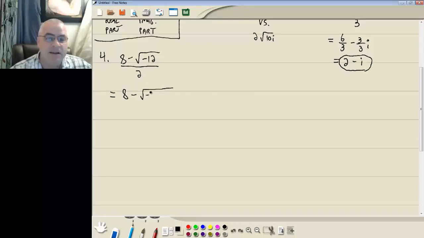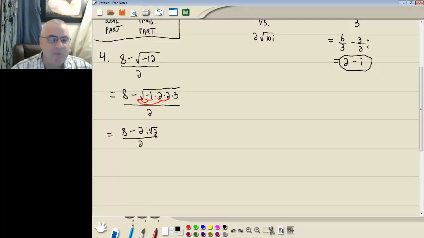Now negative 12 is negative 1 times 2 times 2 times 3, all over 2. And we're looking for a pair of something. Here's a pair of 2, so the pair of 2 is going to come out in front as a single 2. And here's a negative 1. Negative 1 will come out as an i. So we're going to have 8 minus 2i, and we're left with a single 3 inside. Again, we can't bring 3 out because we have to have a pair of them.